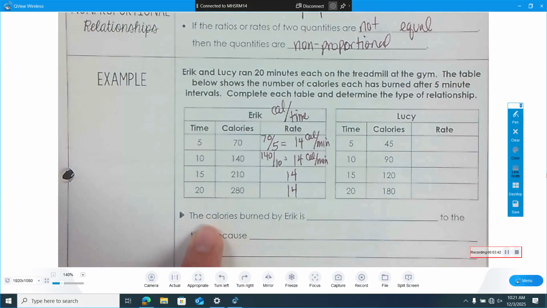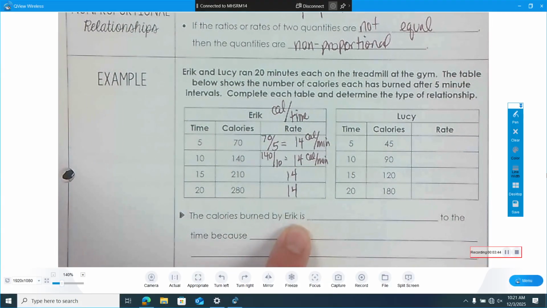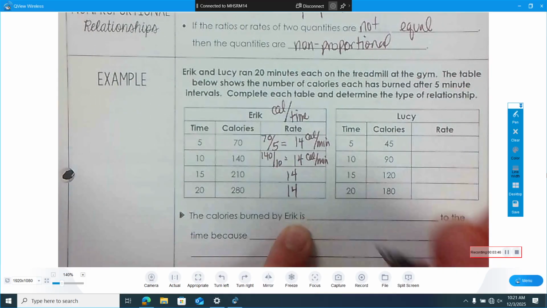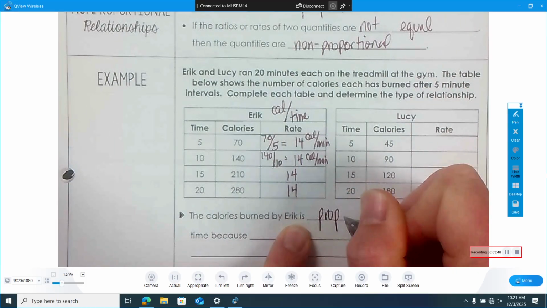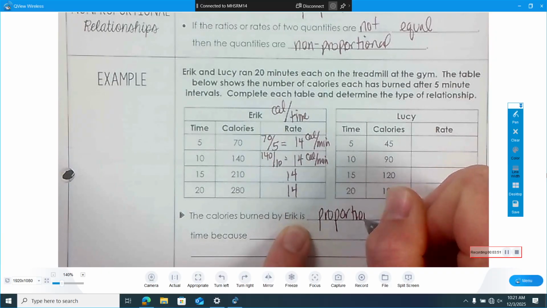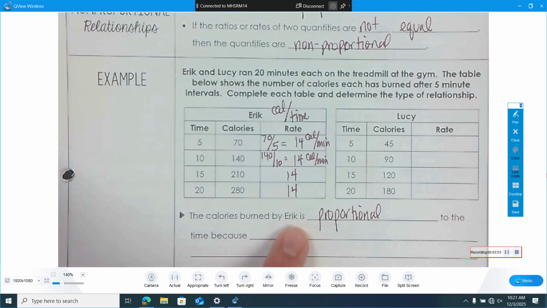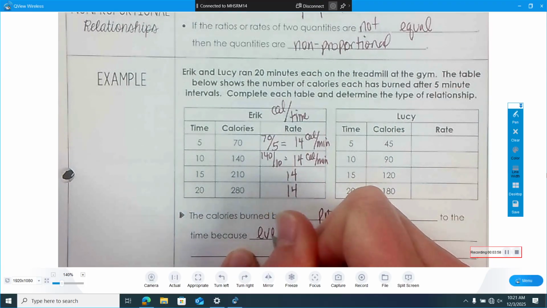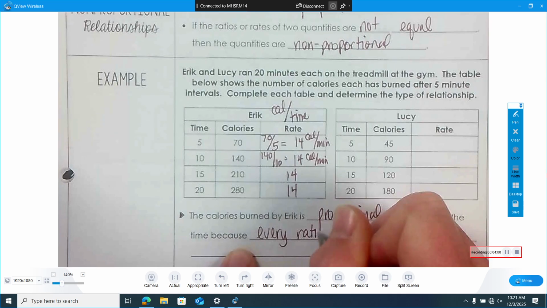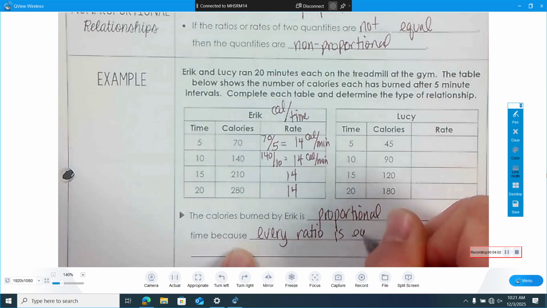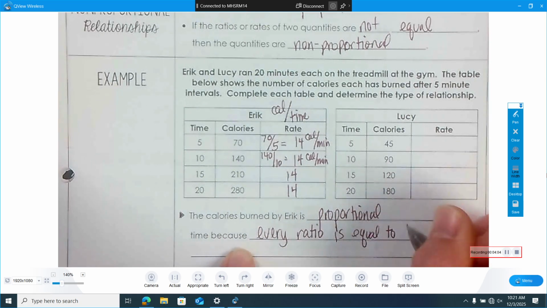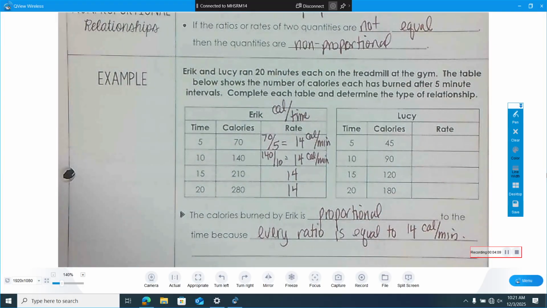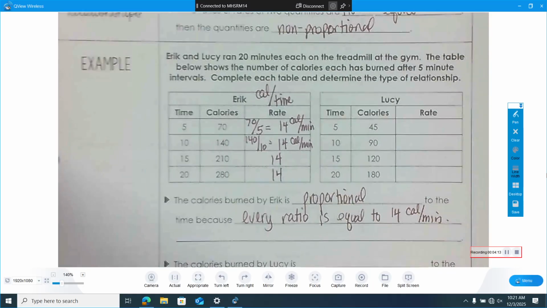And so the calories burned by Eric, is it proportional or non-proportional? Proportional. The calories burned by Eric is proportional to the time because every ratio is equal to 14 calories per minute.